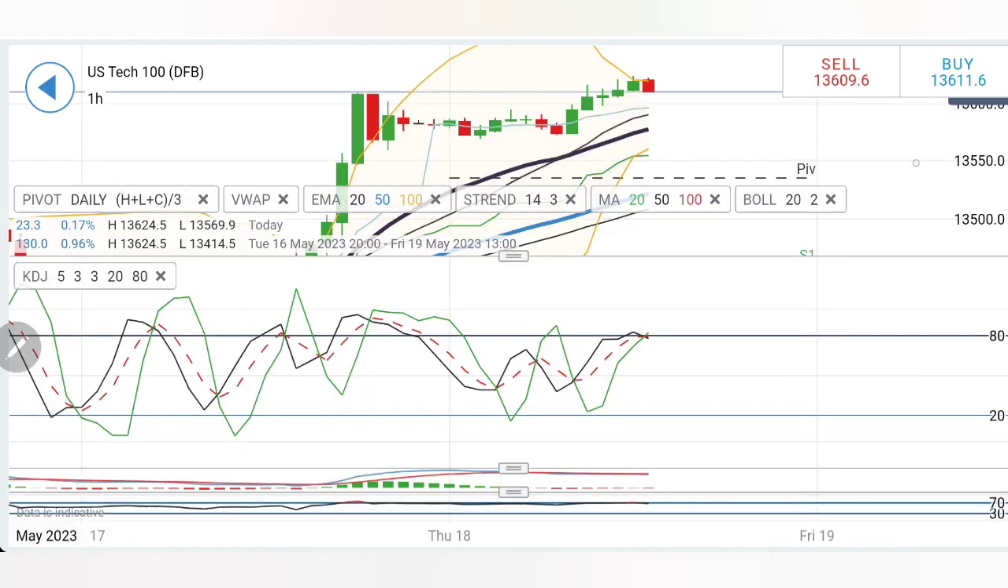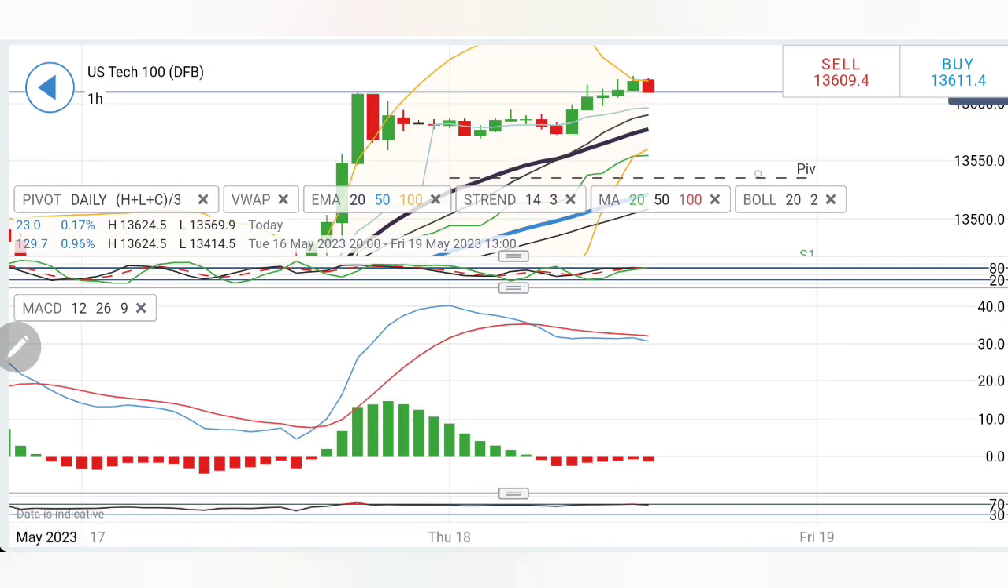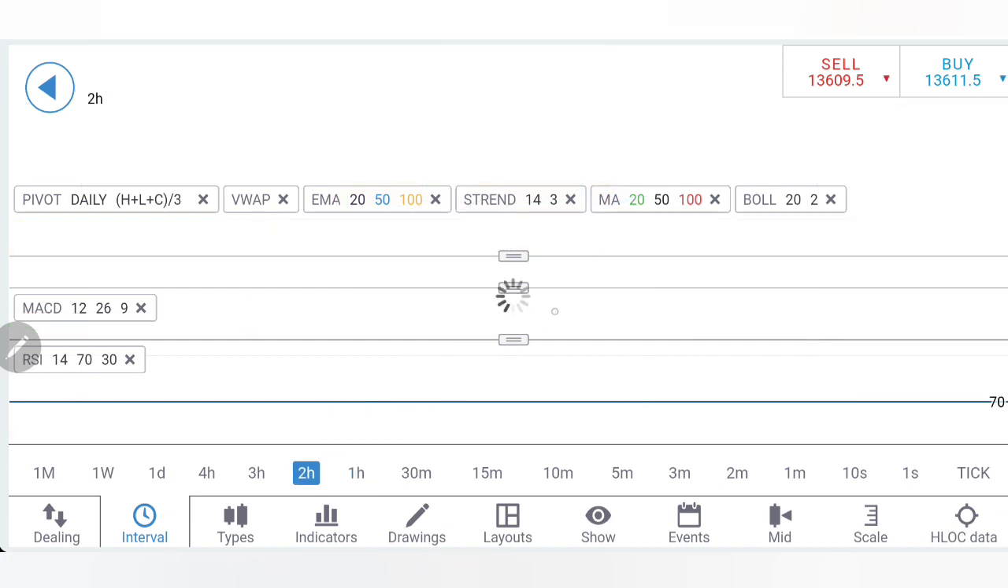from trading Nasdaq 100. See, stochastic overbought on the hourly charts, MACD divergent and bearish. It is crossed over here. It is right now looking down. RSI is near to overbought levels.